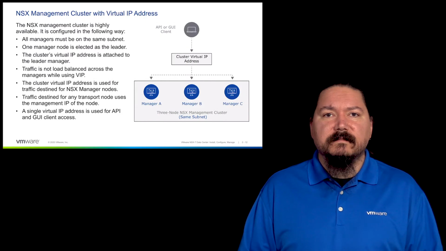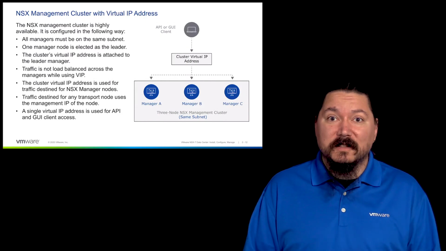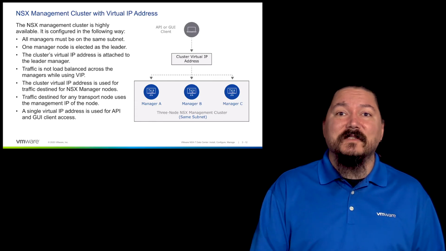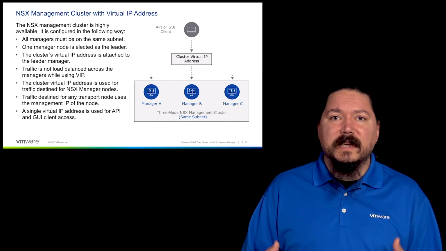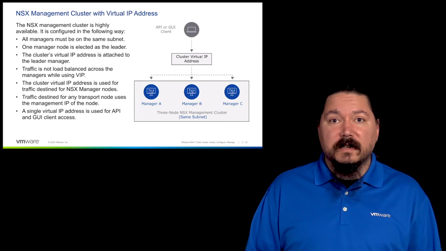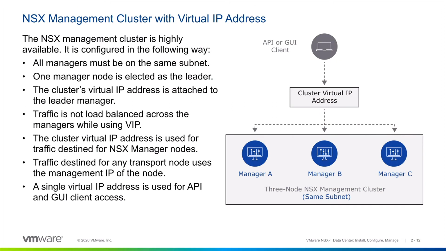Because we're using a virtual IP address and a gratuitous ARP to identify the location of the IP address, all three of my manager nodes have to be located in the same layer 2 domain, in the same subnet. This is just a caveat of how this particular feature is implemented. So I want to be aware of that. What subnet do these all live in? Do they all live in the same subnet? Great, I can use the virtual IP address.